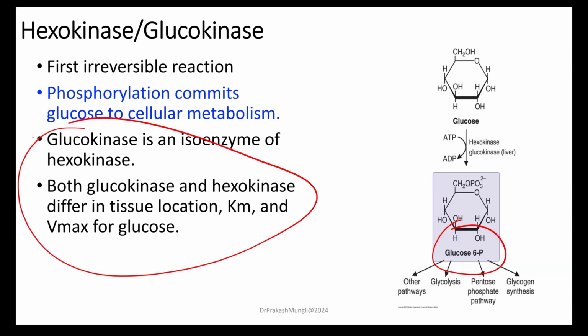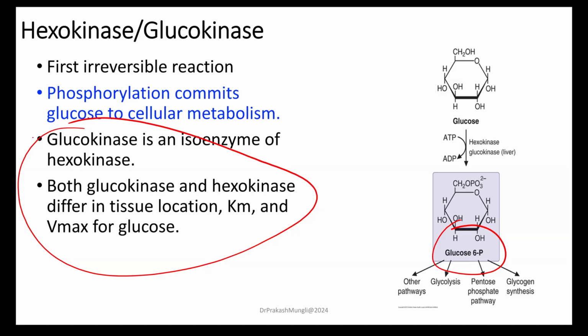Glucokinase is an isoenzyme of hexokinase, and they have a different Km and Vmax for each one of them. Both glucokinase and hexokinase differ in their tissue location, Km and Vmax for glucose. What is the meaning of Km? Km is indicative of what in terms of affinity? Lower the Km, higher the affinity. That means if the enzyme has low Km for something, it is able to work even at low concentration because it has higher affinity, right? So higher the Km, lower the affinity.